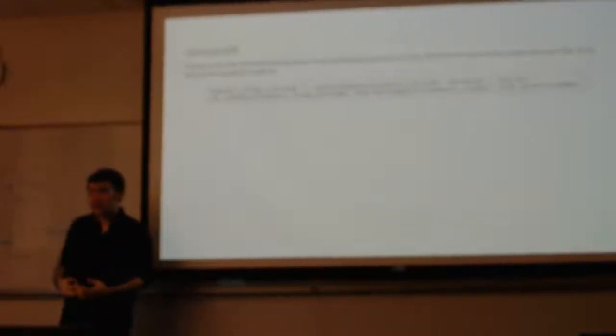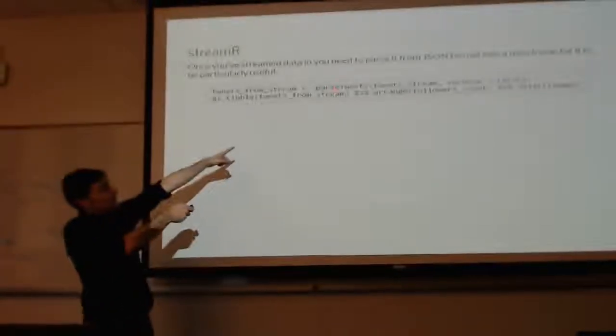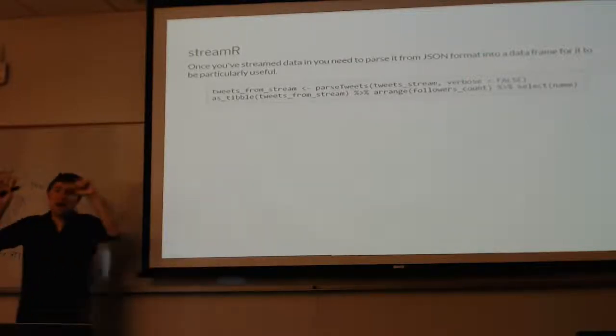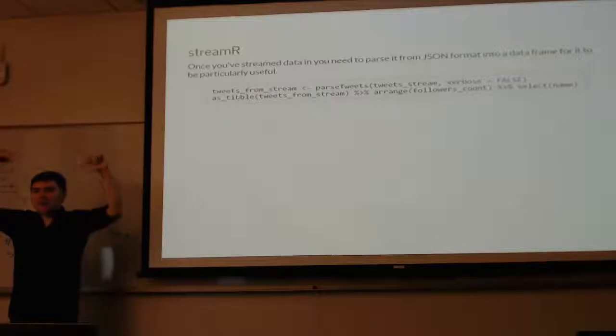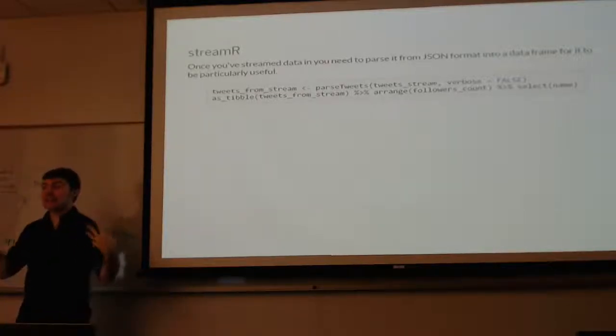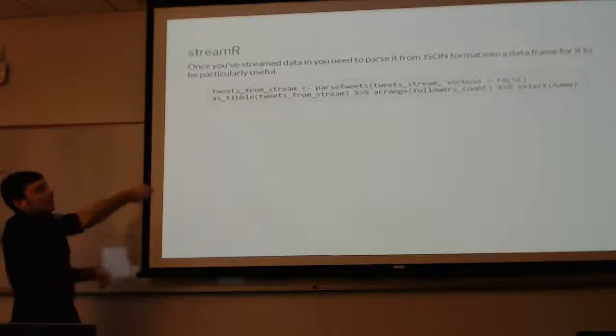So I believe this is in the twitteR package, the Twitter package. I'm saying parse tweets, tweet stream, verbose equals false. I'm hiding additional information it would normally give. I forget exactly what it is. Verbose is a common argument in functions that work with big data stuff that might take time. I just do parse tweets.